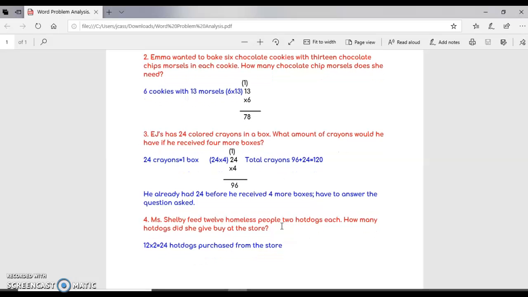And my fourth question is, Miss Shelby fed 12 homeless people 2 hot dogs each. How many hot dogs did she buy at the store? I'm sorry, it shouldn't be give, it should be how many hot dogs did she buy at the store? And 12 homeless people received 2 hot dogs, so 12 times 2 equals 24. That's how I answered that question. She purchased 24 hot dogs at the store.